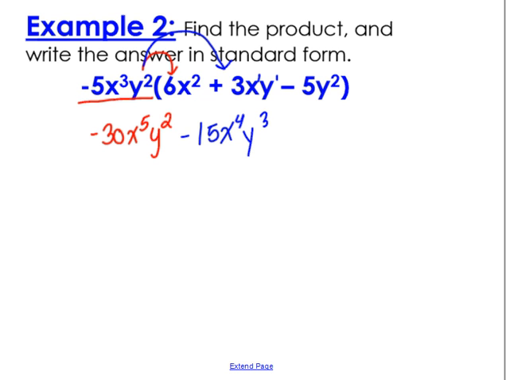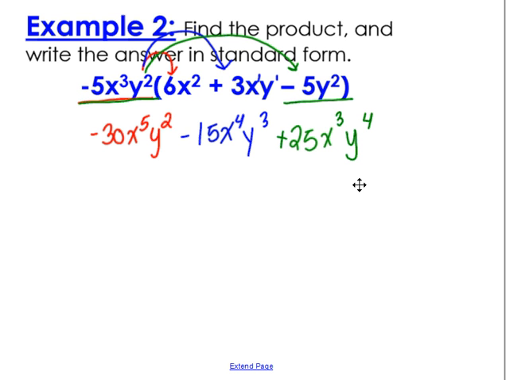The last term, negative 5x to the third y squared times negative 5y squared. Well, I got negative 5 times negative 5, which gives me a positive 25. And then the only x's I had was the x to the third in the first monomial. And then I have a y squared times y squared, which is a y to the 4.